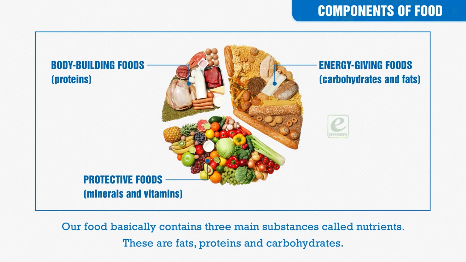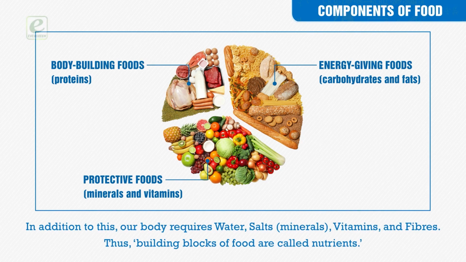Our food basically contains three main substances called nutrients. These are fats, proteins, and carbohydrates. In addition to this, our body requires water, salts or minerals, vitamins, and fibers. Thus, building blocks of food are called nutrients.